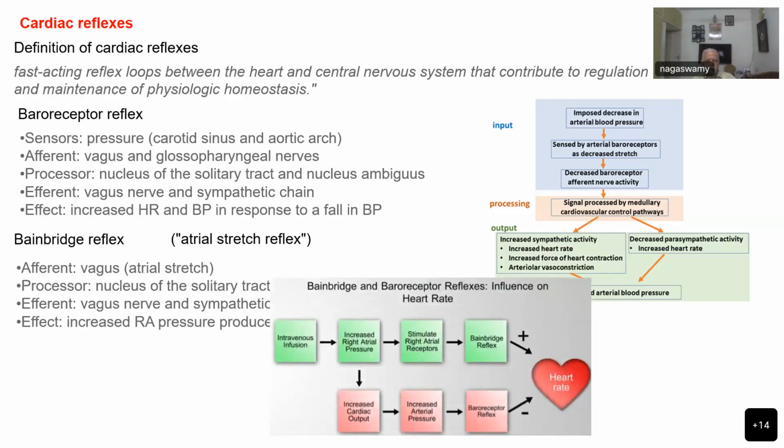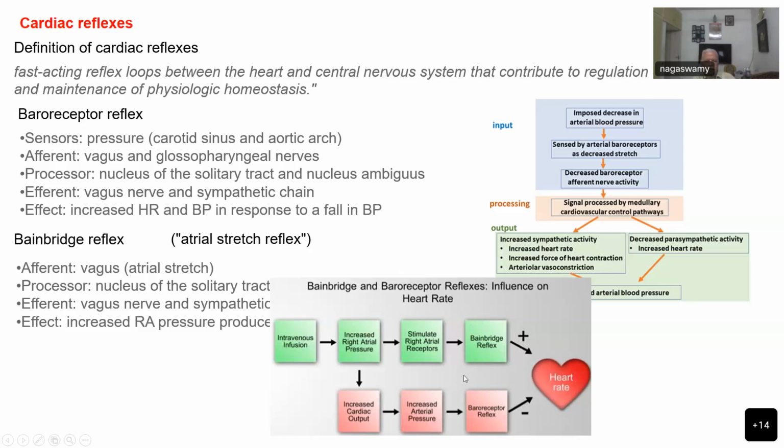So as Anjali was mentioning, this is the relationship between Bainbridge and baroreceptor reflexes on the heart rate. So if you see the intravenous infusion occurring, and there is an increase in right atrial pressure, which stimulates right atrial receptors, then Bainbridge reflex activates, increases the heart rate. Whereas with the baroreceptor reflex, there is an increase in cardiac output, increase in arterial pressure, which causes baroreceptor reflex, which will try to decrease. So both act as counter-regulatory mechanisms.